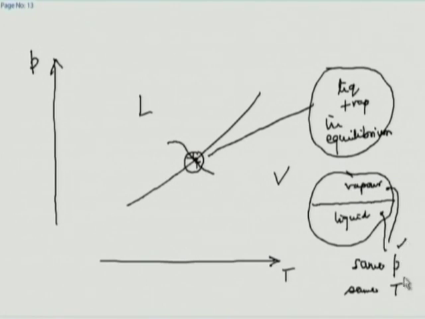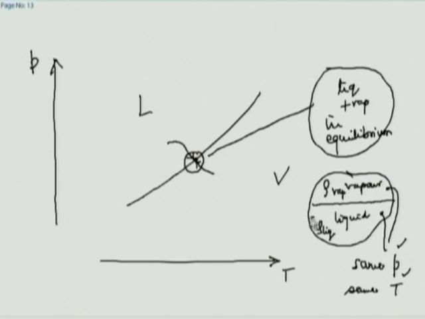The pressure is the same, temperature is the same, but the density here is different. This is density of vapor and this is density of liquid, and the denser part will settle under the influence of gravity. So this is what is the scheme. And now, because there are two distinct densities, there are two distinct phases, so we have the limiting liquid phase and the limiting vapor phase.